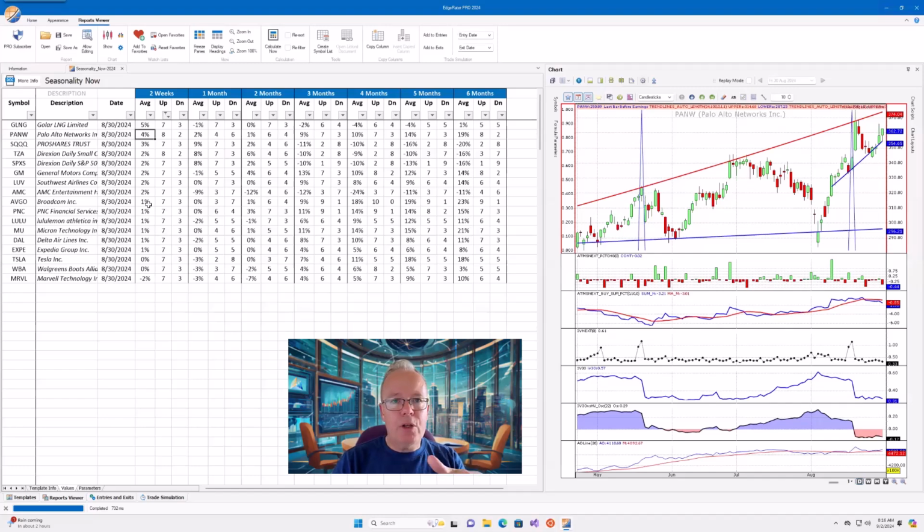So that's something that we could always do in the program. And the "now" part of this seasonality is referring to that we're taking today's date and we're saying what might be good going forward from today.